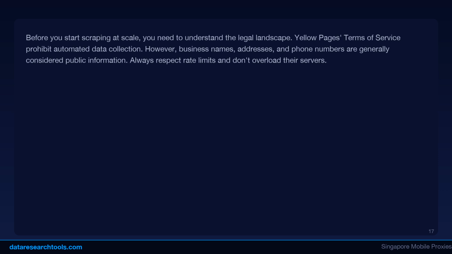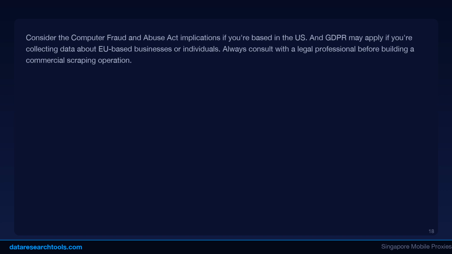Now here's an important point about performance optimization tips. First, use connection pooling. Reuse proxy connections instead of creating new ones for each request. This reduces latency by 40–60%. Second, implement request queuing. Control concurrency to avoid overwhelming proxy servers. Start with 10–20 concurrent connections and scale up.